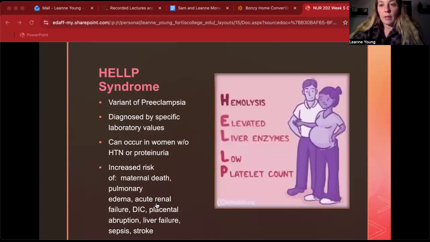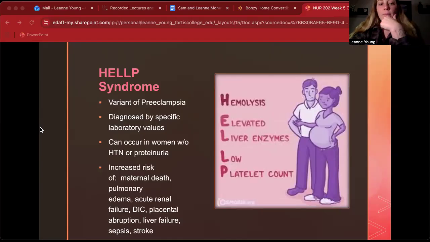Something that is kind of related to all of our hypertensive issues is HELLP syndrome. So this is a variant of preeclampsia, okay, but they have specific markers and specific things that we look at to diagnose HELLP syndrome that are slightly different than preeclampsia. So it's diagnosed by specific lab values. It can occur in women without hypertension or proteinuria. So this does not necessarily go hand in hand with elevated blood pressures or abnormal results from a urine specimen.